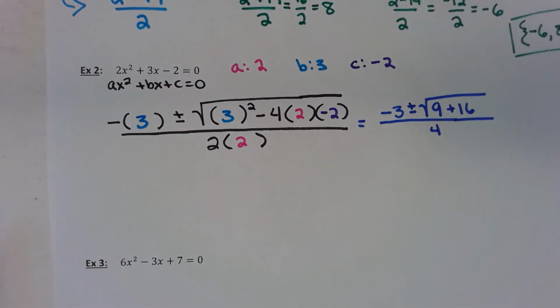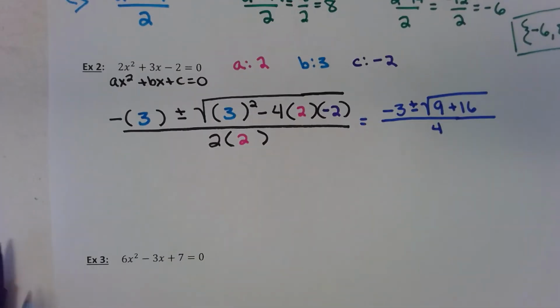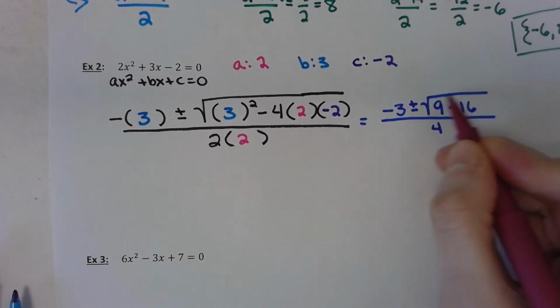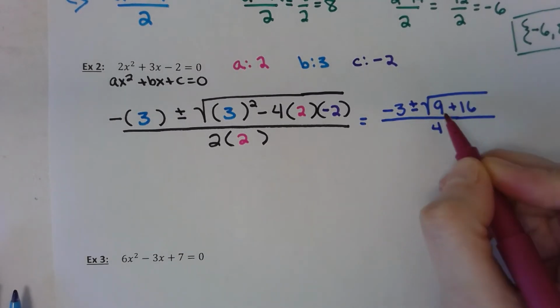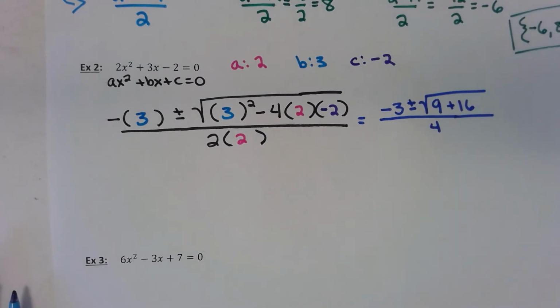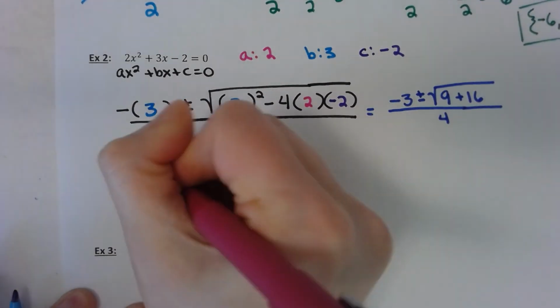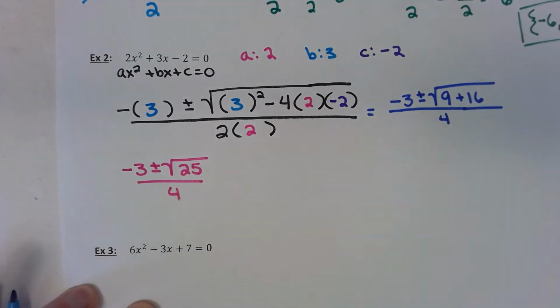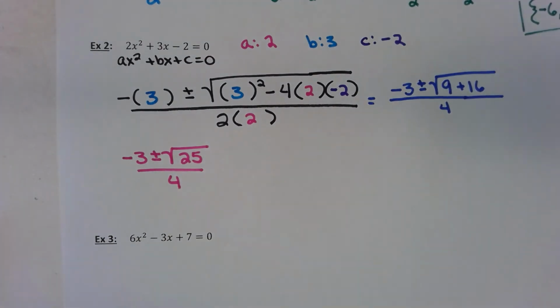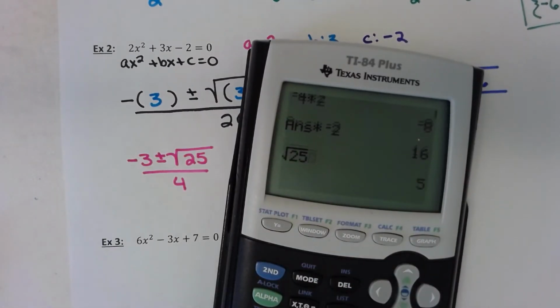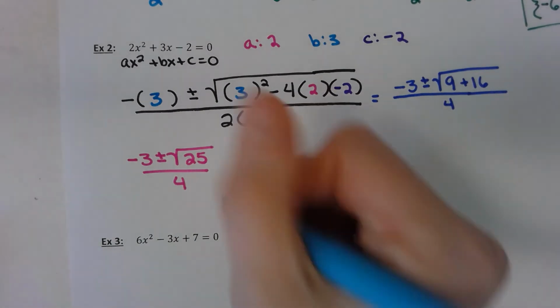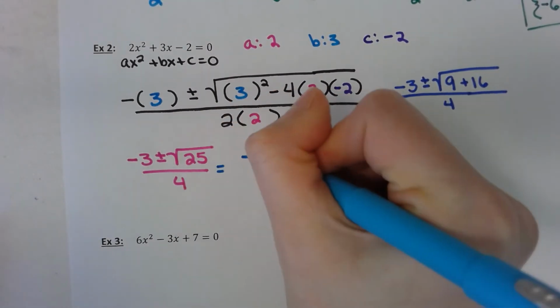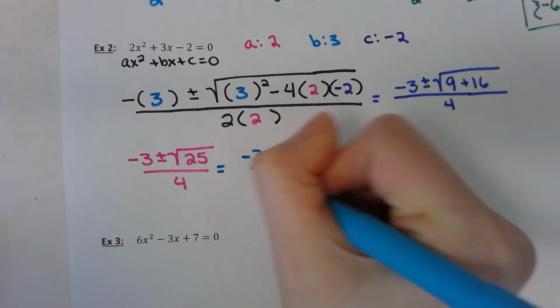Okay, now I'm going to go ahead and move on down to the next row for this next step. And what I'm going to do is add those 2 numbers underneath my radical sign. So I've got 9 plus 16, which is 25. So I have negative 3 plus or minus the square root of 25, all of that divided by 4. So we've simplified. Now I need to actually take the square root of 25. If you don't know what that is, go ahead and use your calculator. It is 5. So this is equal to negative 3 plus or minus 5, all divided by 4.